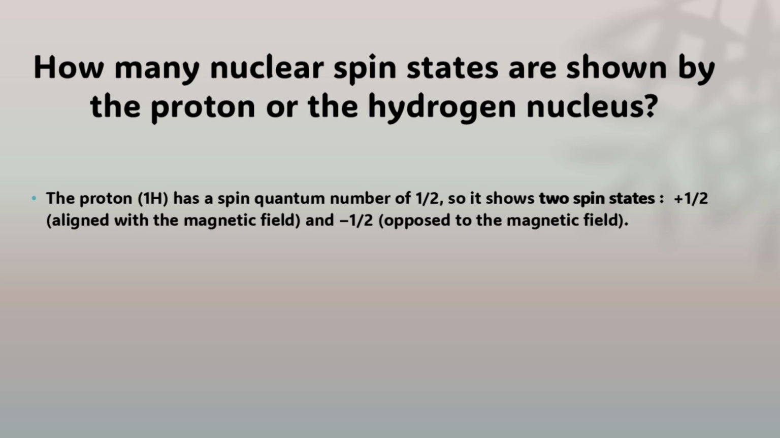The next question is question number 13. How many nuclear spin states are shown by the proton or the hydrogen nucleus? The answer to this question is, we know that the proton or the hydrogen atom is NMR active because both atomic number and mass number are odd. Proton or hydrogen nucleus has a spin quantum number of 1/2. This means it is doubly degenerate. So, it shows two spin states, +1/2, aligned with the magnetic field, and -1/2, opposed to the magnetic field.